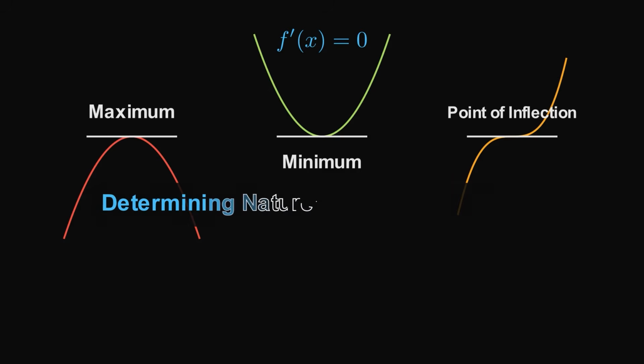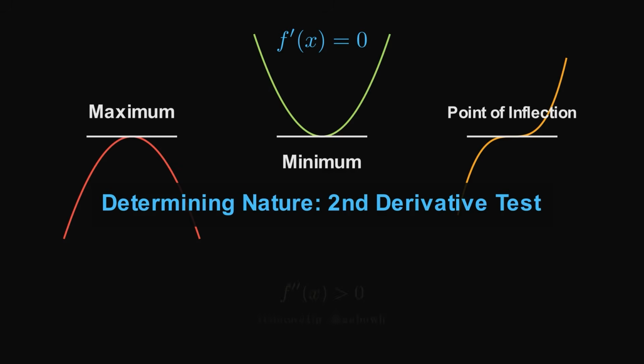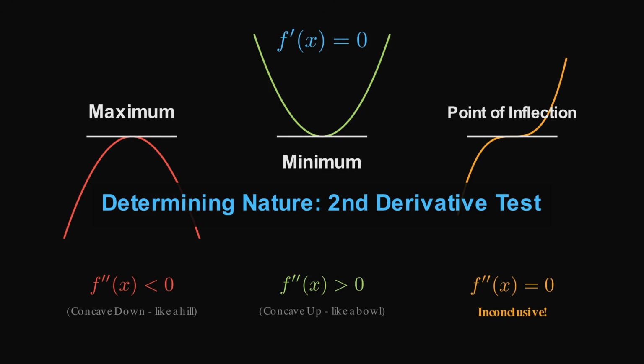So, remember the second derivative from earlier? Well, here's where it pays off. At a stationary point where f'(x) = 0, if f''(x) is bigger than 0, it's a minimum. Why? Because the curve is concave up, a bowl. When f''(x) is smaller than 0, we have a maximum. The curve is concave down like a hill. And when f''(x) is equal to 0, that's just inconclusive. This could be a maximum, a minimum, or just a point of inflection.